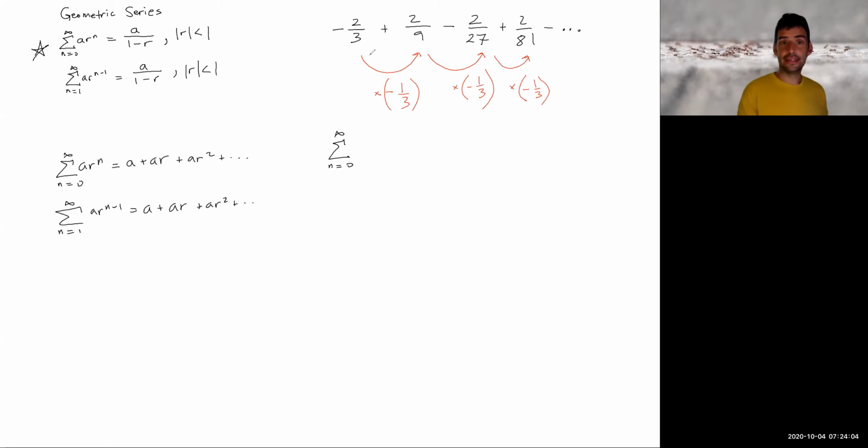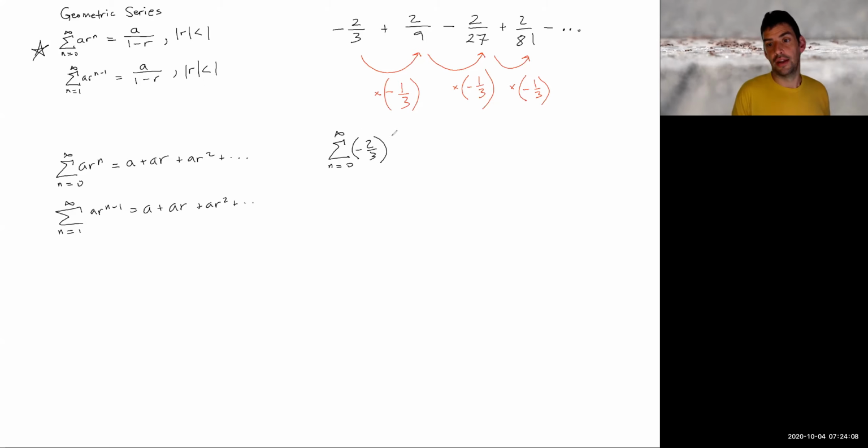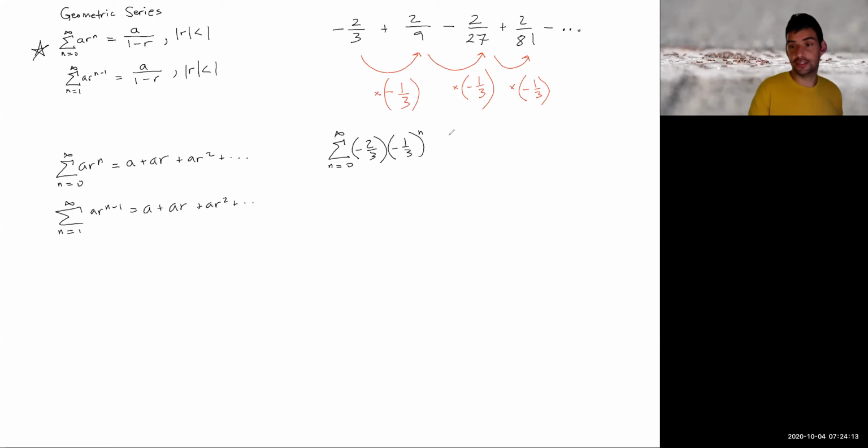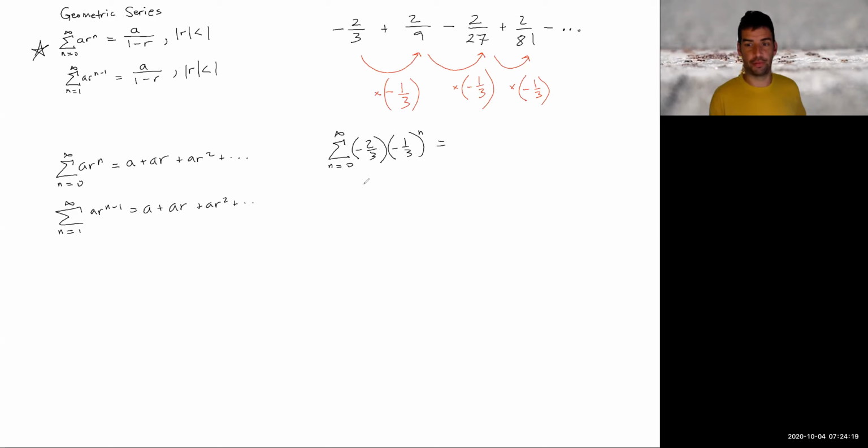A is going to be the first term, and then the common ratio is -1/3 to the n. Right, it's always good to double check we did things right. Let's just plug in values for n, write out the first few terms.